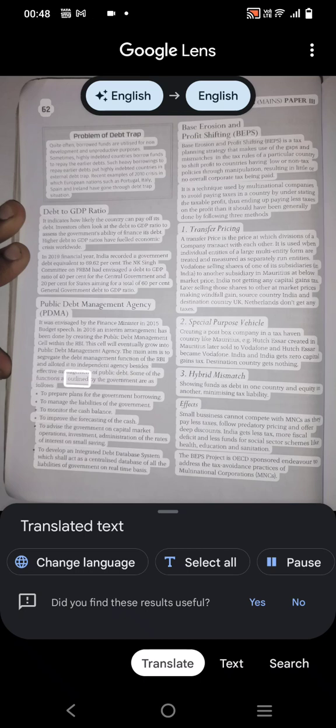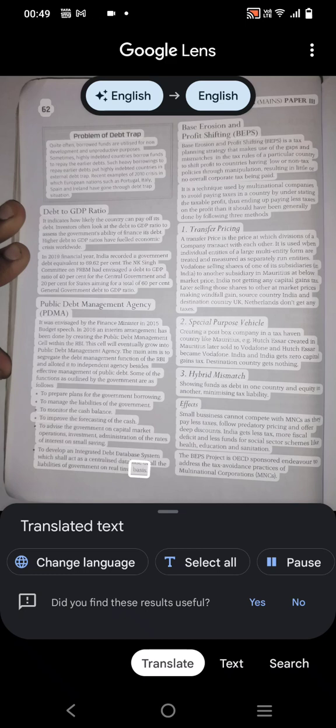Some of the functions as outlined by the government are as follows. To prepare plans for government borrowing. To manage the liabilities of the government. To monitor the cash balance. To improve the forecasting of cash. To advise the government on capital market operations, investment, and administration of the rates of interest on small savings. To develop an integrated debt database system which shall act as a centralized database of all the liabilities of the government on a real-time basis.